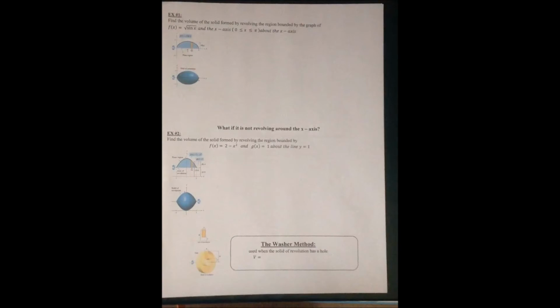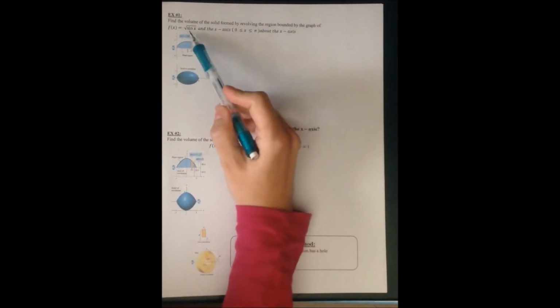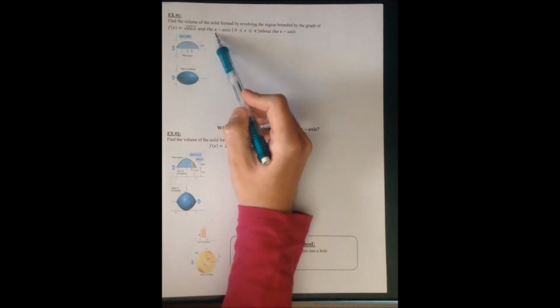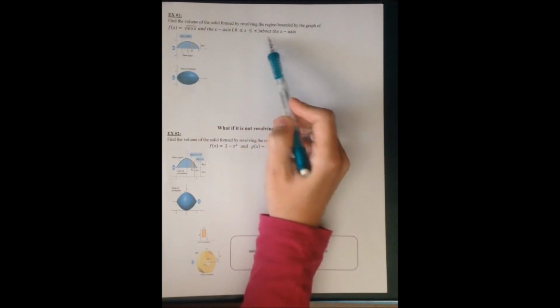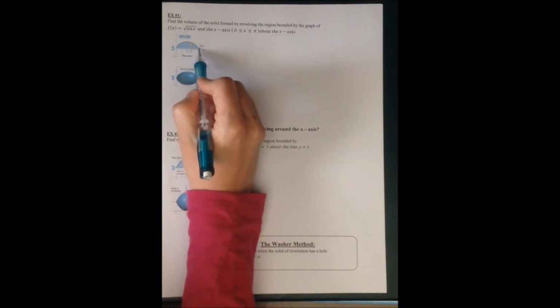Okay, so let's do an example here. I have this example where we're asked to find the volume of a solid by revolving the region bounded by the graph of f of x. If f of x is the square root of sine x, we want the region in between that and the x-axis from 0 to pi, about the x-axis.